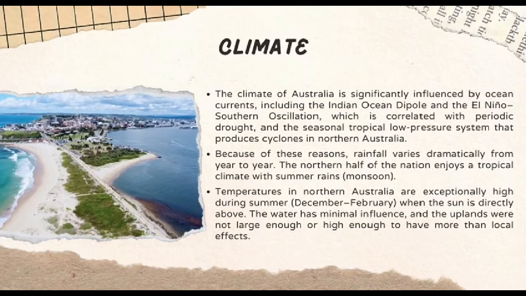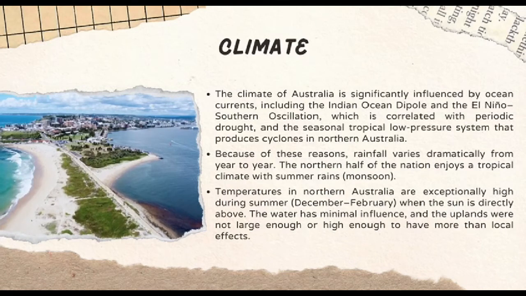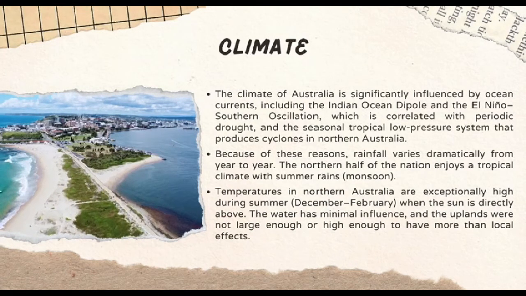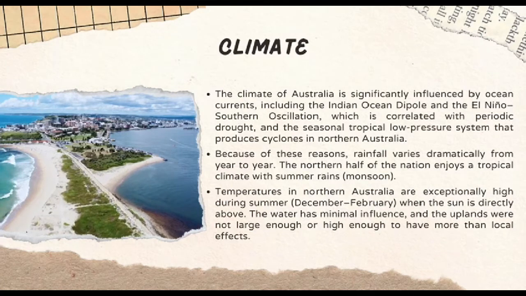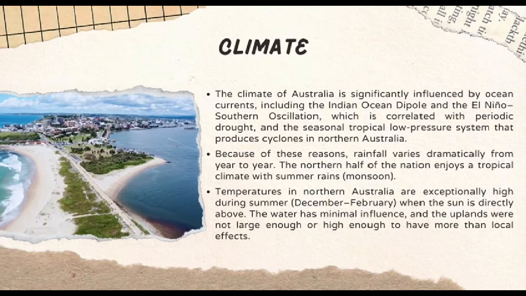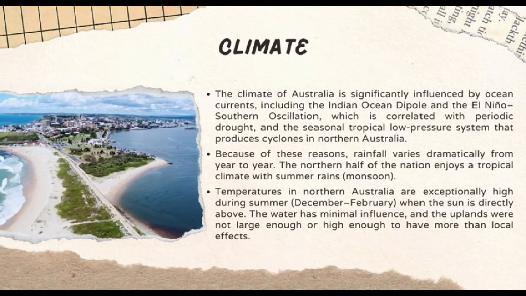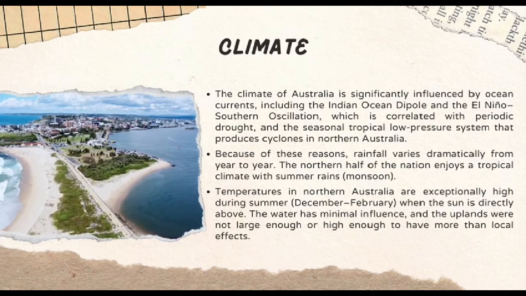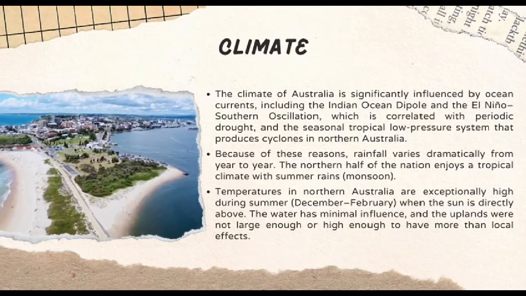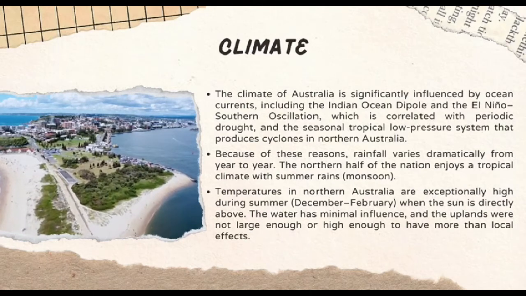Next, we move on to the climate. The climate of Australia is significantly influenced by ocean currents, including the Indian Ocean Dipole and the El Niño Southern Oscillation, which is correlated with the periodic floods and the seasonal tropical low-pressure systems that produce cyclones in northern Australia. Because of these reasons, rainfall varies dramatically from year to year.